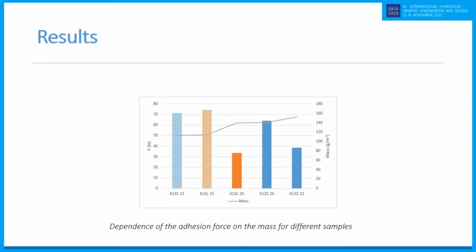Dependence of the adhesion force on the mass for different samples shows that for the same width, the adhesion force decreases with increasing mass. Comparing all the samples, a change in the mass of the samples has no direct influence on the change in the adhesive force. But there is a general tendency that the adhesion force decreases with increasing mass.